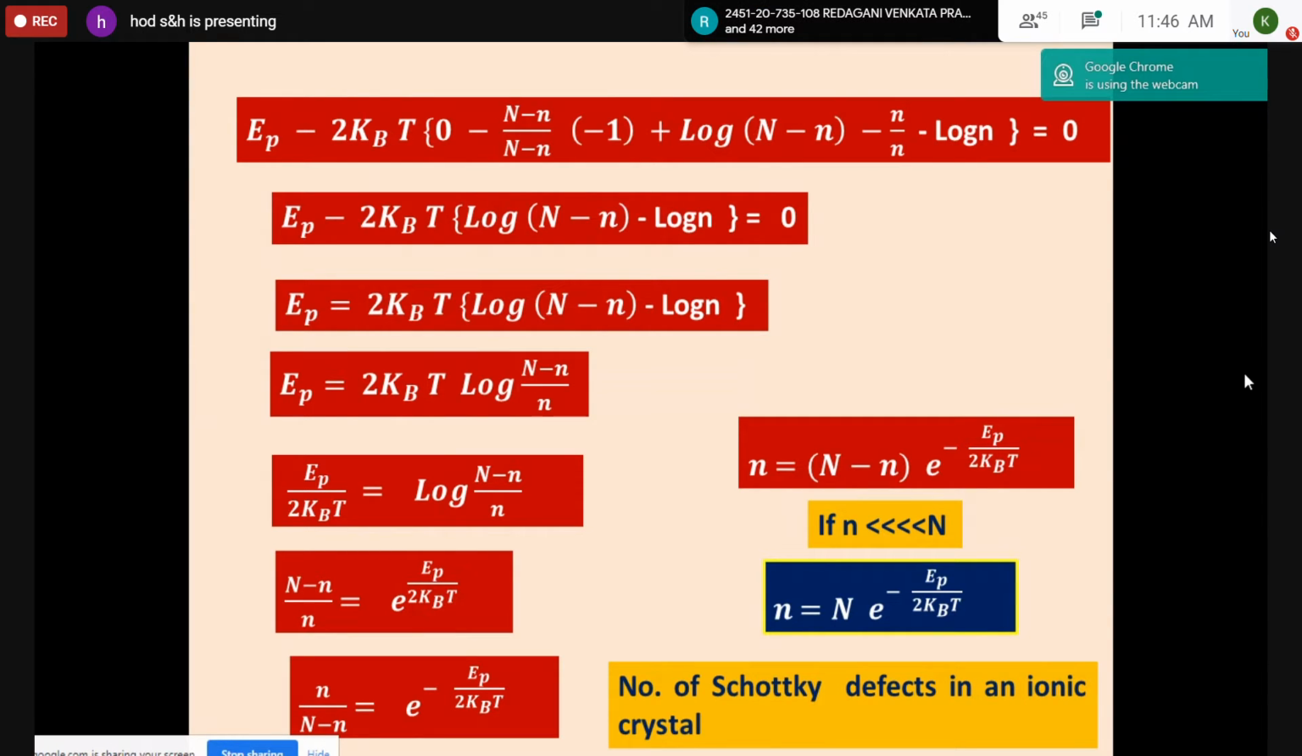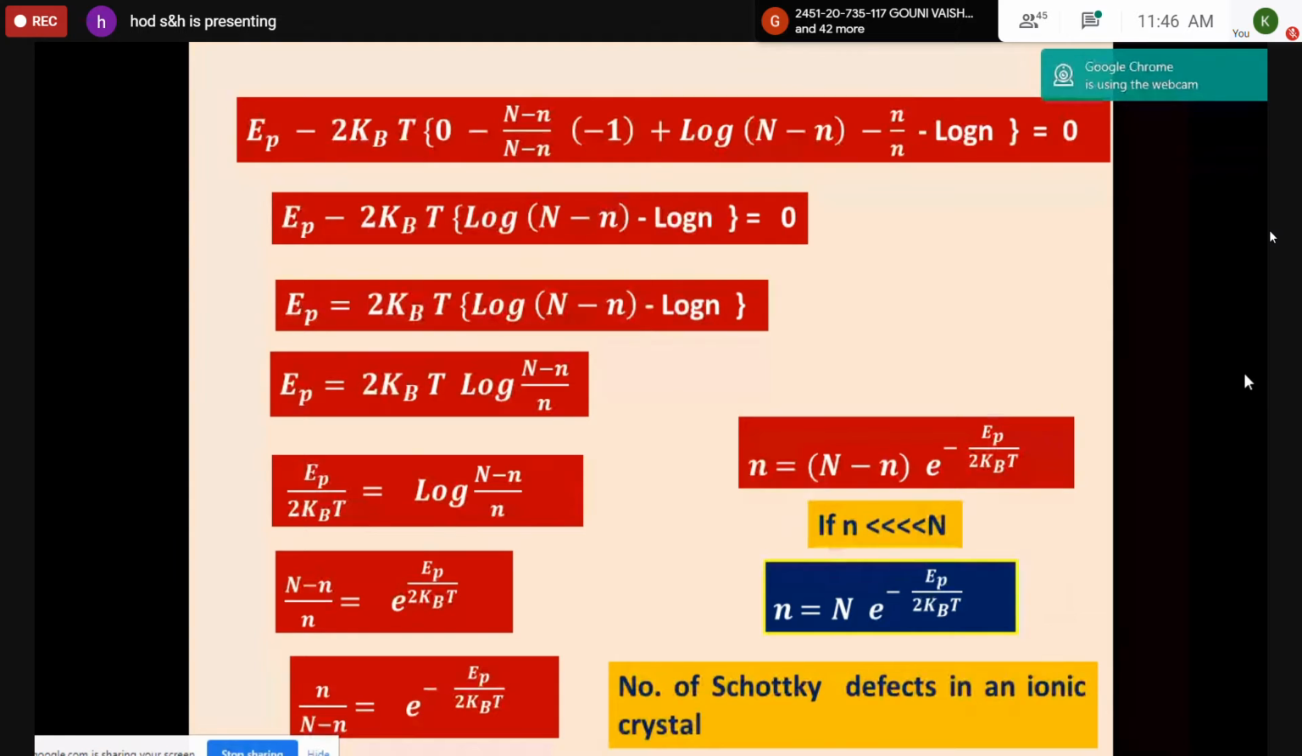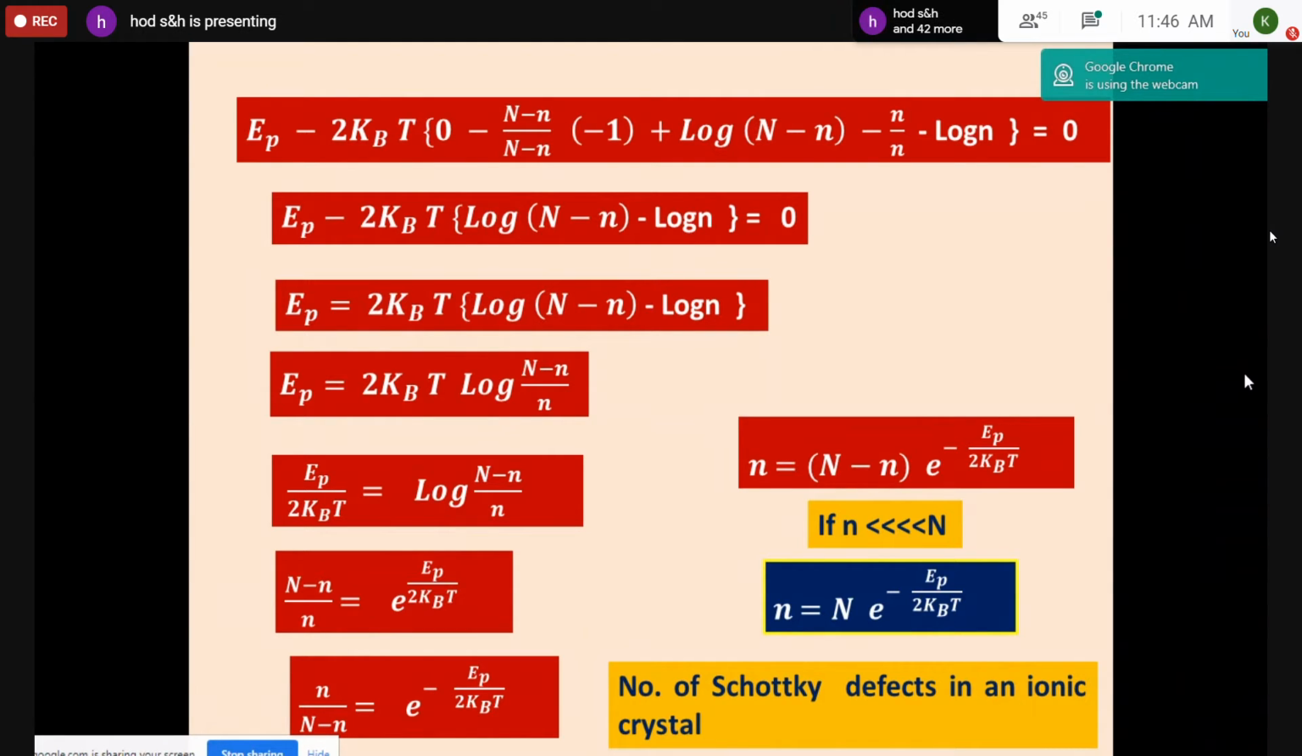But once you compare capital N and small n, the number of ionic vacancies is very large if you compare with ion pair vacancies, so small n can be neglected. Therefore, (N minus n) can be approximately written as capital N only. Therefore, n is equal to capital N into e power minus Ep by 2kBT. This represents the equilibrium concentration of Schottky defects in an ionic crystal.